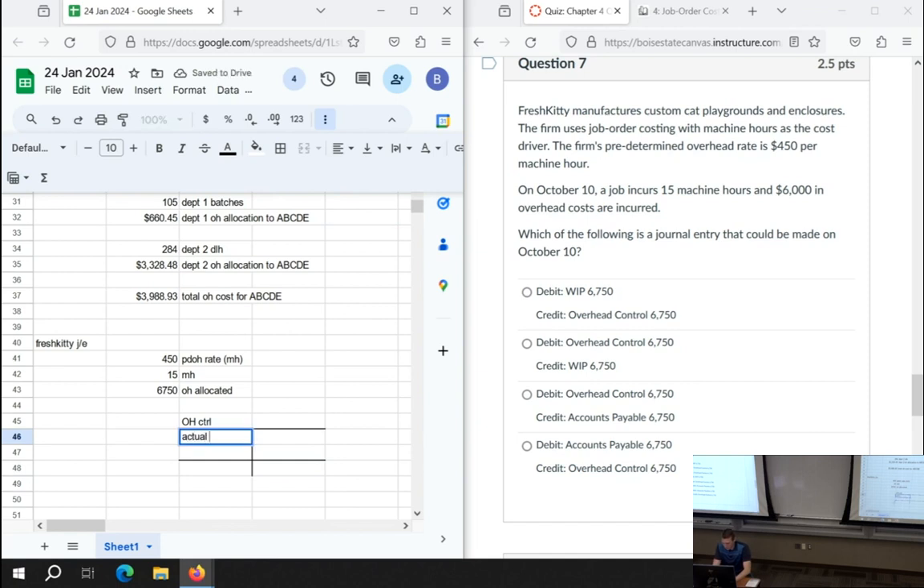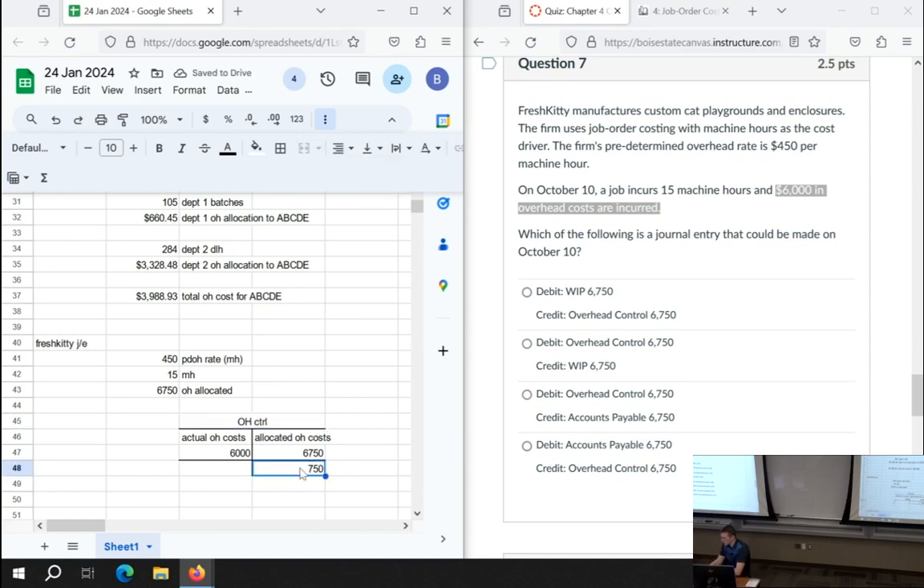We apply actual overhead costs here. So that $6,000 would be over here. We'll be debiting overhead control $6,000 for the overhead costs incurred. But we're allocating out of the other side, and that would be the $6,750 up here. So if this is the only thing that happens this entire period, the balance will be a $750 credit balance for this overhead control account. And so we'll have over-applied $750.